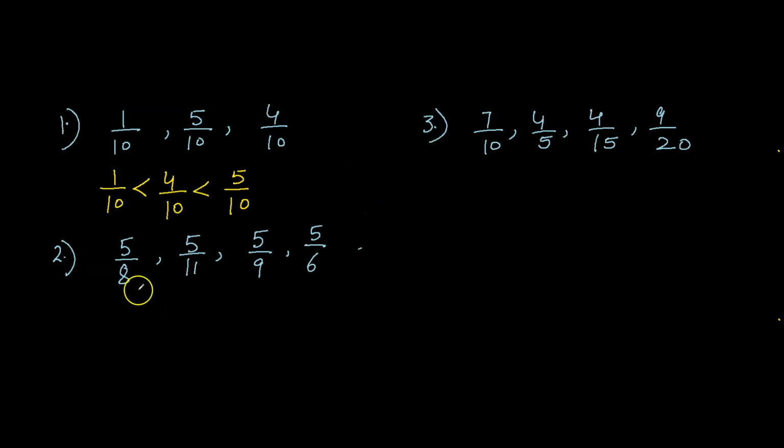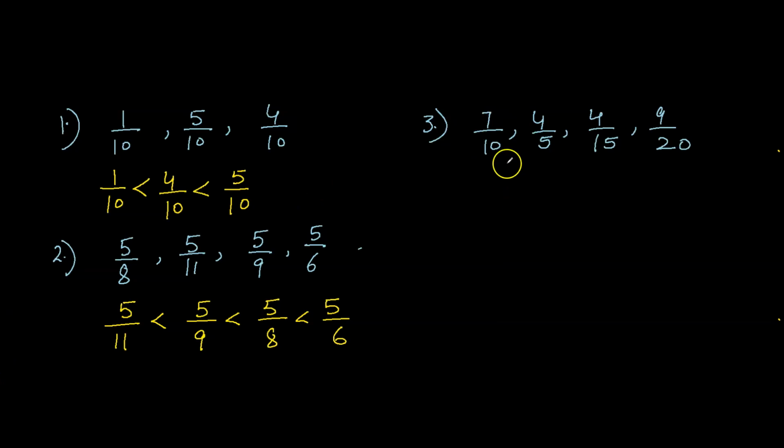Same way in the second one. We have different denominators and the same numerators. So as we know, the greater the value of the denominator, the lesser the fraction would be. So it means that since 11 is the greatest denominator in this one, this would be the least fraction. So first we have 5/11, then 5/9, 5/8, and then 5/6. So we have to arrange all the denominators from greatest to least if we need to order any fraction from least to greatest.